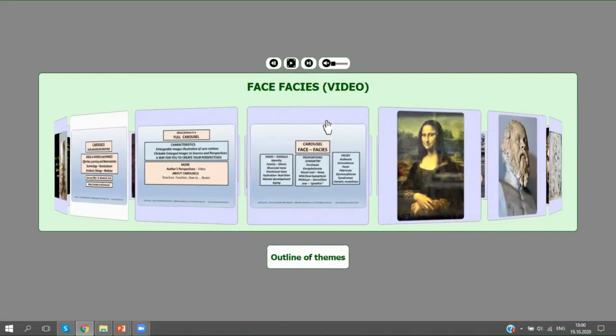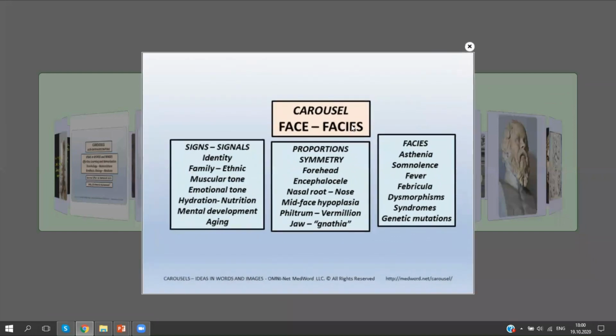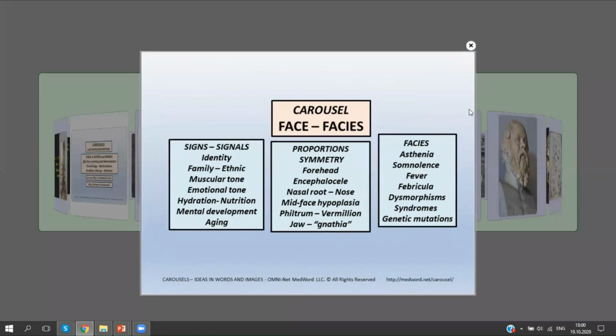So if we open this particular screen, we are going to then see the main features of what we are trying to convey. Face and facies. First of all, it's important to distinguish signs from signals. If we see something, if we note something, they are signs. But we need to combine see or notice with understand. And if we then see and understand, then they may be a signal.